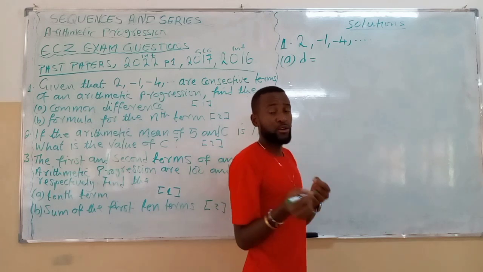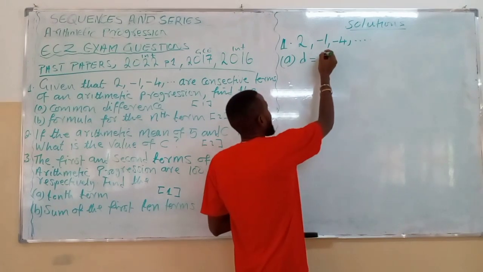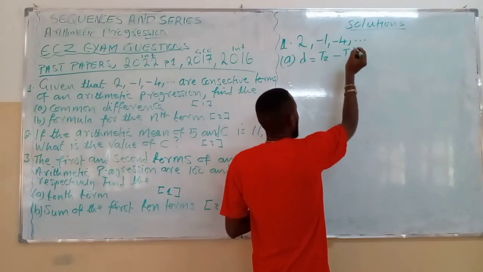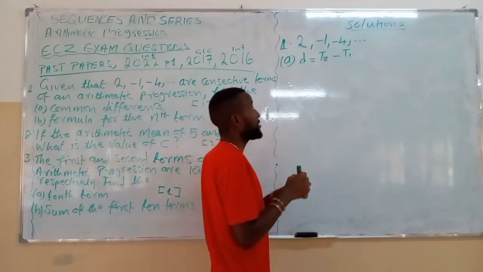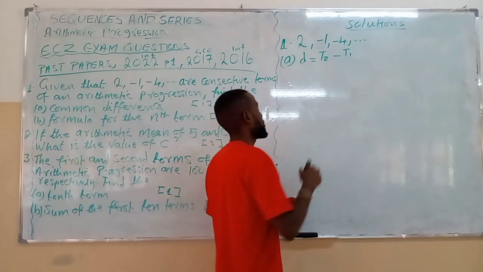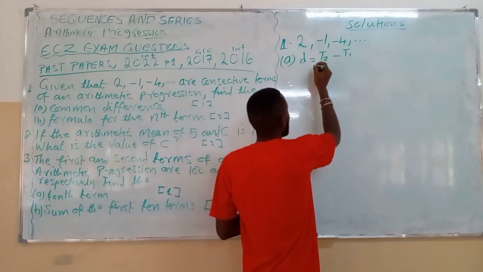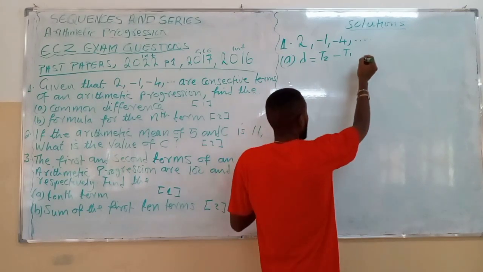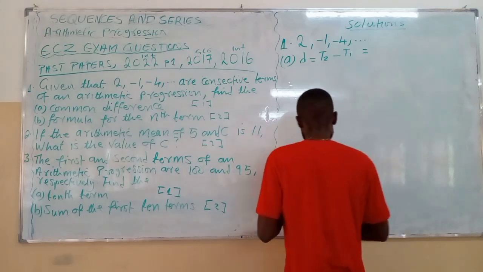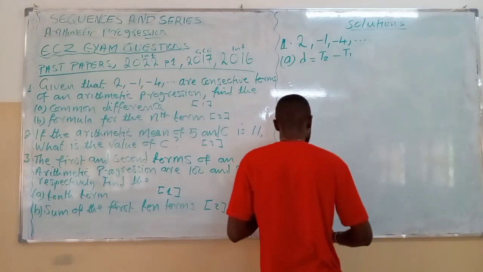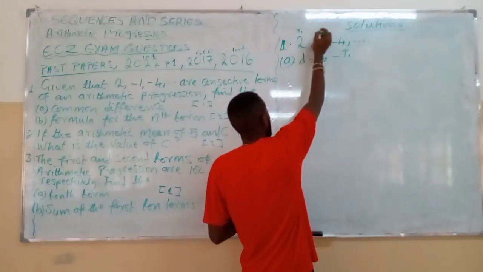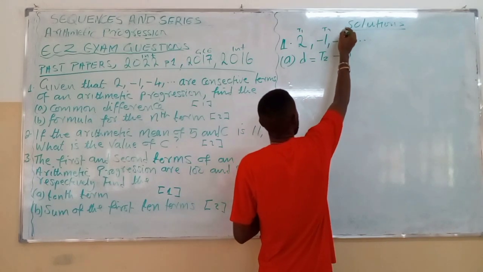The formula for finding the common difference is term 2 minus term 1. If you want, you can say term 3 minus term 2. Whichever way you like it, you should get the answer correct. So let us find the common difference for this one. T2, what is T2? We have written the formula. Term 2, what is term 2? This is my term 1, this is term 2, and this is term 3.